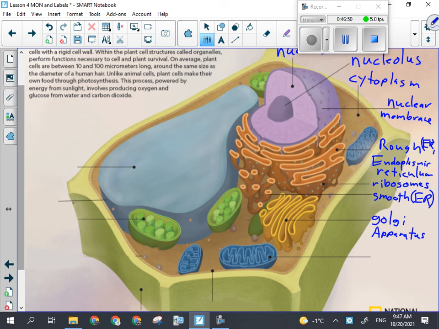The job of the Golgi apparatus is to get rid of waste. It also helps to export hormones. Your cell can make different hormones, and the Golgi apparatus can help to excrete those out of the cell. So basically, anything that needs to get out of the cell goes through the Golgi apparatus. It's the garbage man of the cell. Sorry, sanitation technician of the cell. There's a politically correct name for everything.